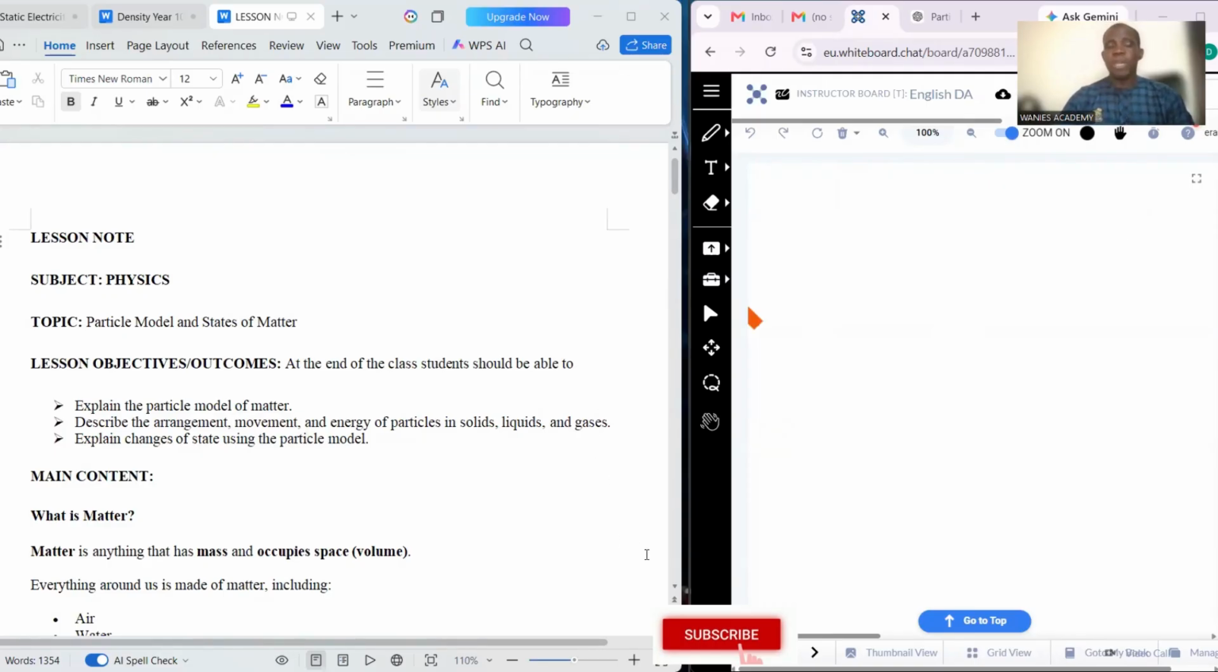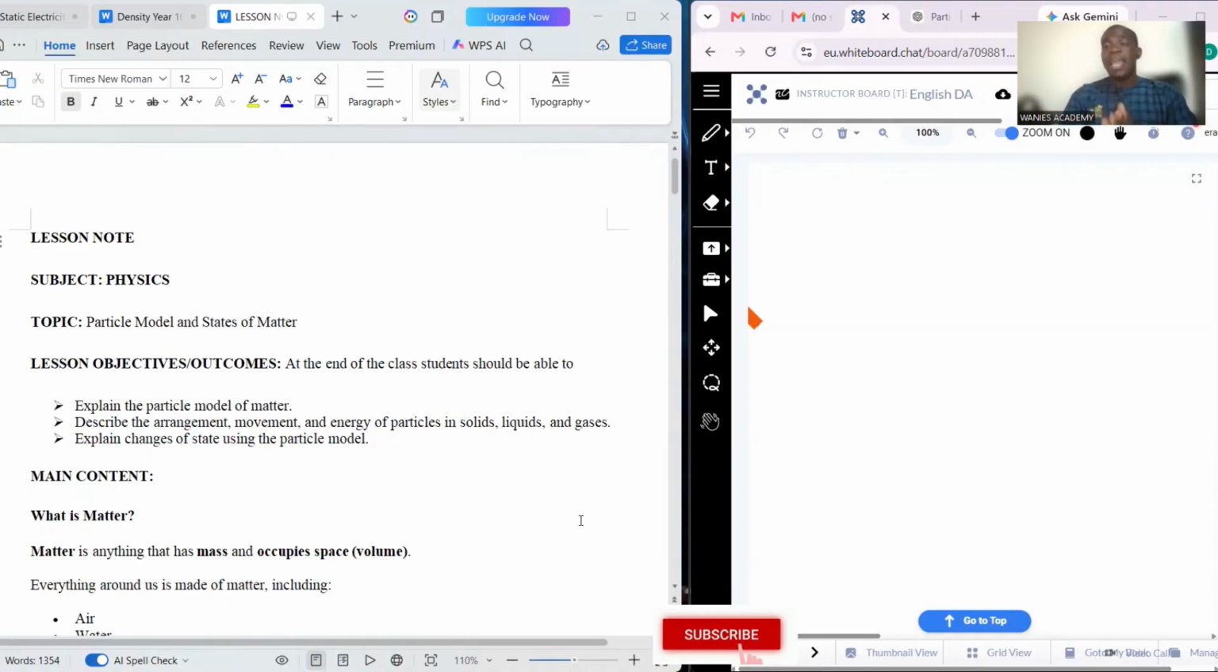What we're looking at today is particle model and state of matter. The concept of particle model is the foundation of science because the discovery of the atom was very pivotal to further discoveries in science. And so the particle model and the state of matter is the foundation of everything we learn in science.